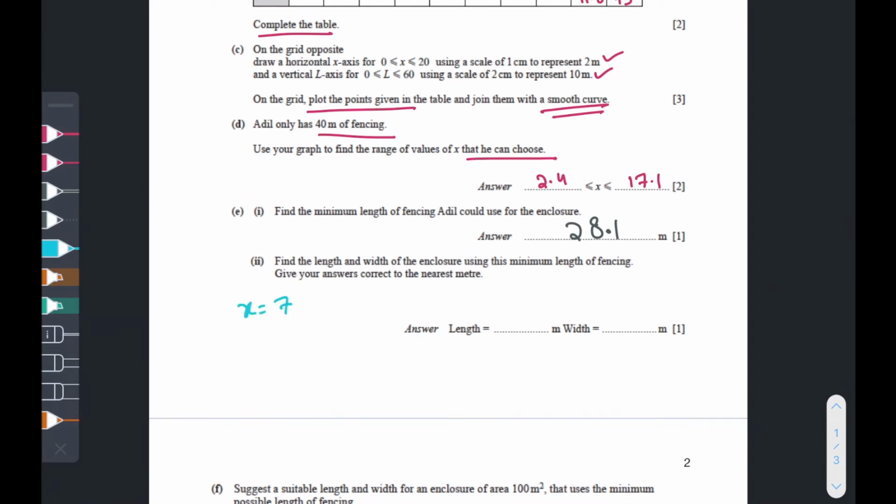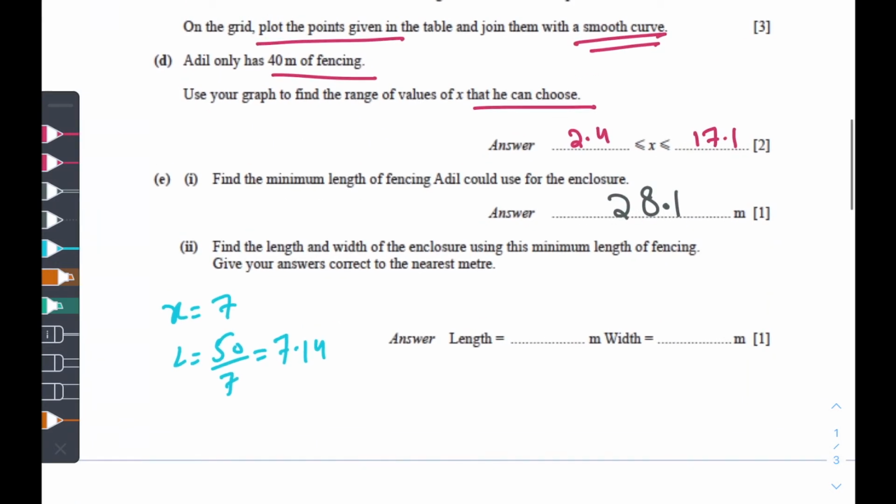and we need to find the length as well. Length was 50 over x, which is 7. Divide this, you get 7.14. But the question is asking us to give our answer correct to the nearest meter. Hence, both these values, length and width, both come out to be 7.